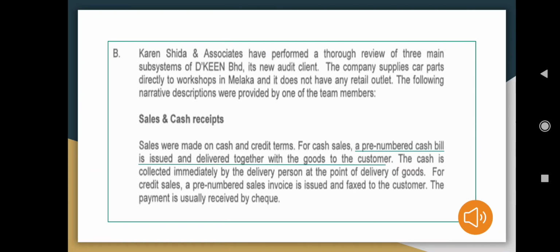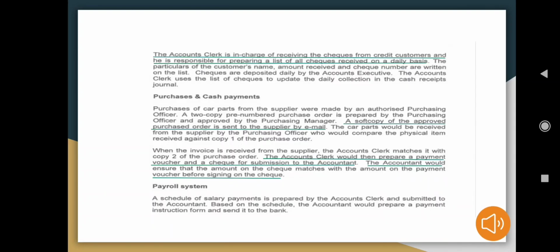The next question required us to identify 5 major weaknesses in this internal control system. So I have underlined the first weakness, which is a pre-numbered cash bill is issued and delivered together with the goods to the customer. The second weakness is in the first paragraph. The accounts clerk is in charge of receiving the checks from credit customers, and he is responsible for preparing a list of all checks received on a daily basis.